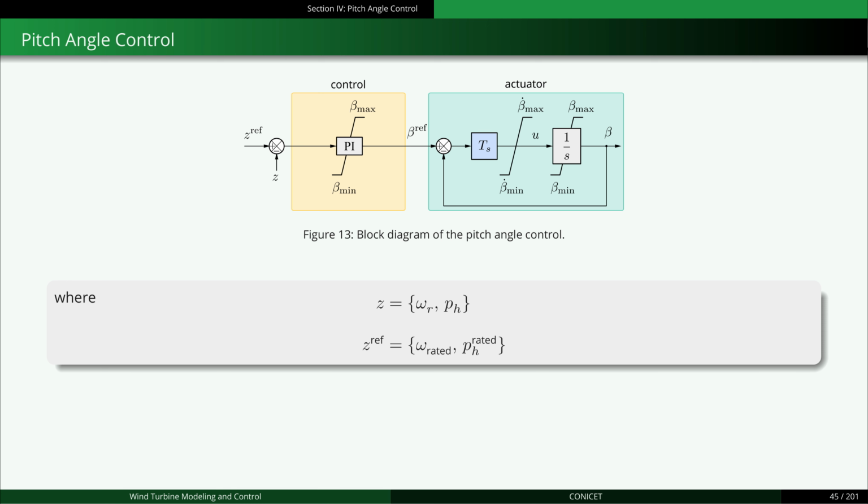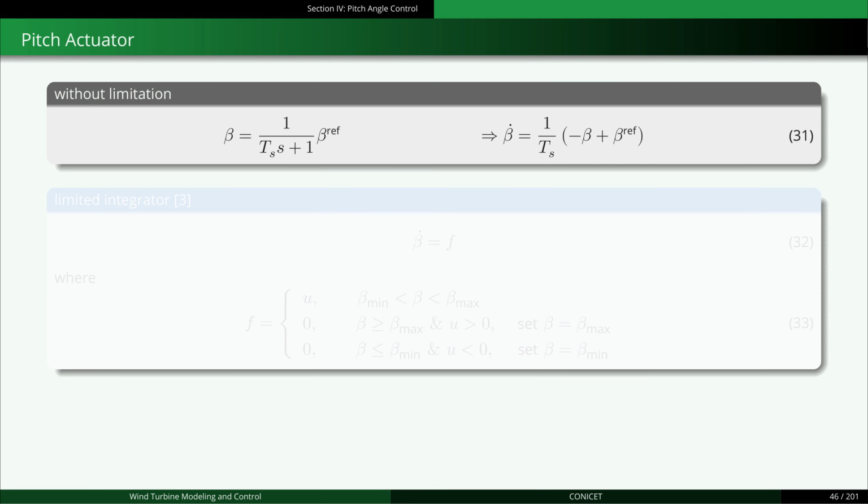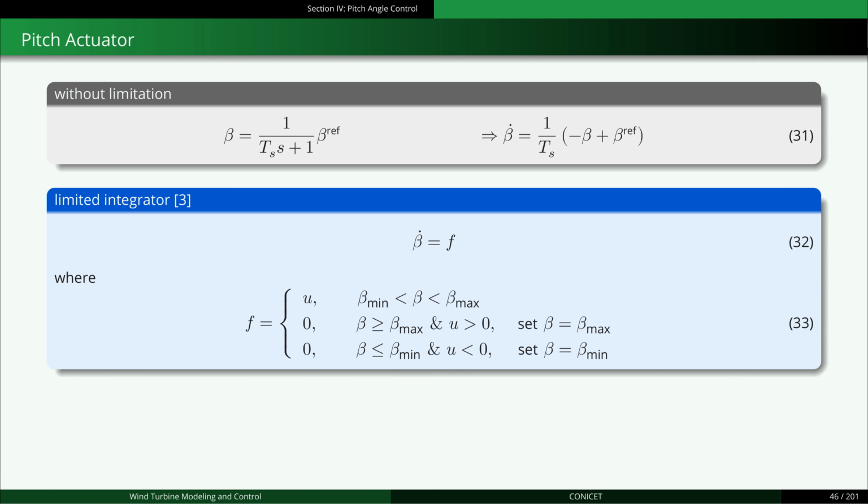The actuator model incorporates the relatively slow time constant, Ts, of the servo mechanism, as well as amplitude and change rate limits. Assuming no limitations and using block algebra, it can be shown that this model is equivalent to a first-order low-pass filter with time constant Ts, as shown in equation 31. To account for limitations, we must use the model given in equations 32 and 33.